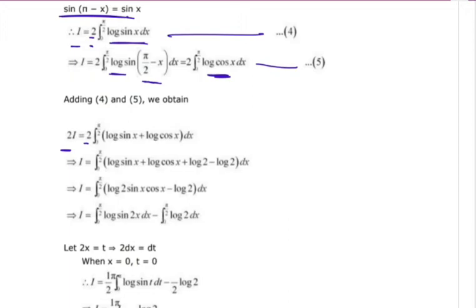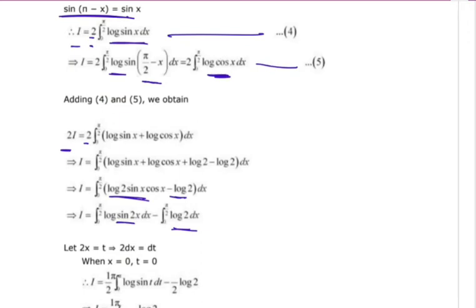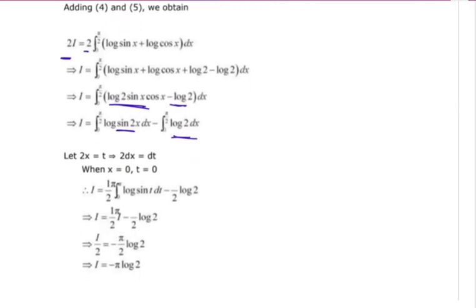So now I equals the integral from 0 to pi by 2 of log 2 sin x cos x minus log 2. Now log 2 sin x cos x can be written as the integral of log sin 2x dx minus the integral from 0 to pi by 2 of log 2 dx, right? So now let 2x equal t, which implies 2 dx equals dt. When x equals 0, t is 0. So just substitute the value.